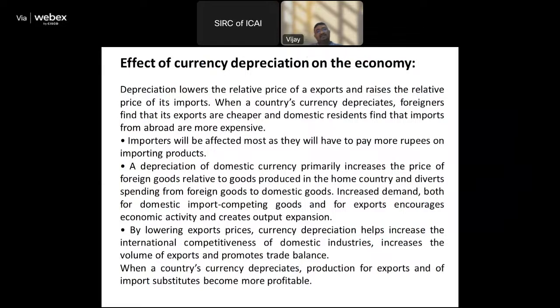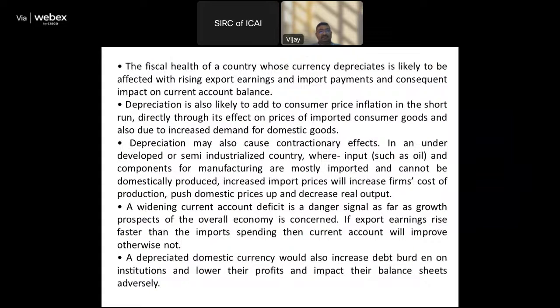So, the effect of depreciation and appreciation: both have their own advantages as well as disadvantages. When the foreign currency rate increases, the exporter will be benefited and the importer will reduce imports. So demand for domestic goods will what happen? Increases.